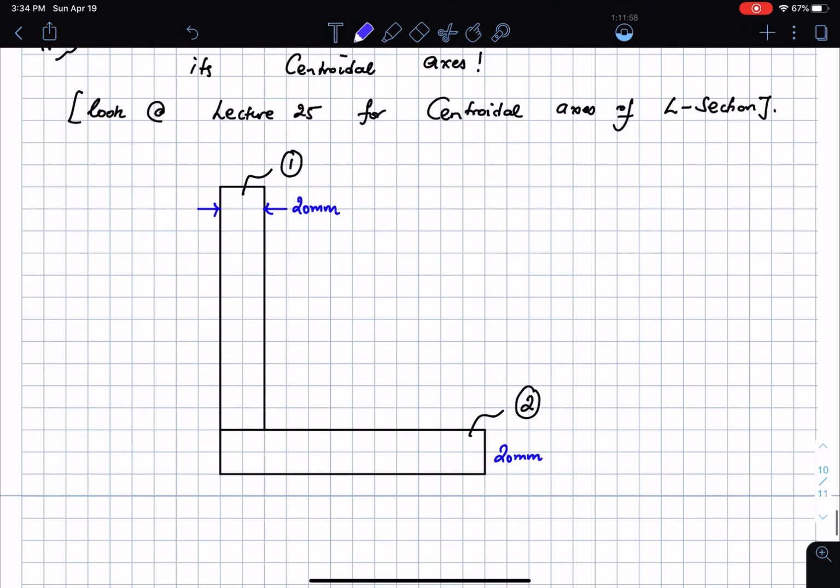Okay, and this height here was 100 millimeters from the top to the bottom, or this piece is going to be 80 millimeters from here to there. Okay, apologies.